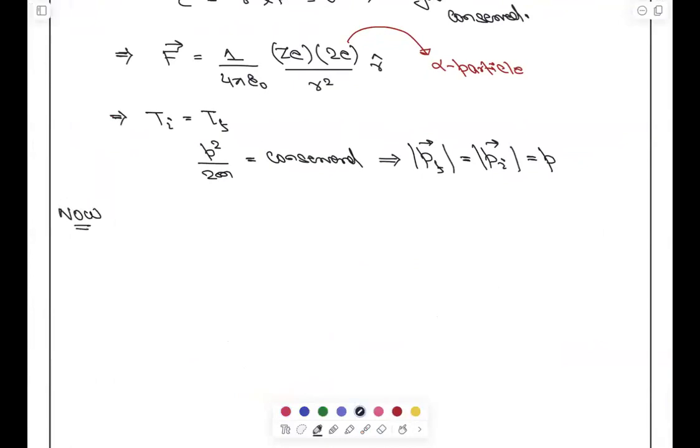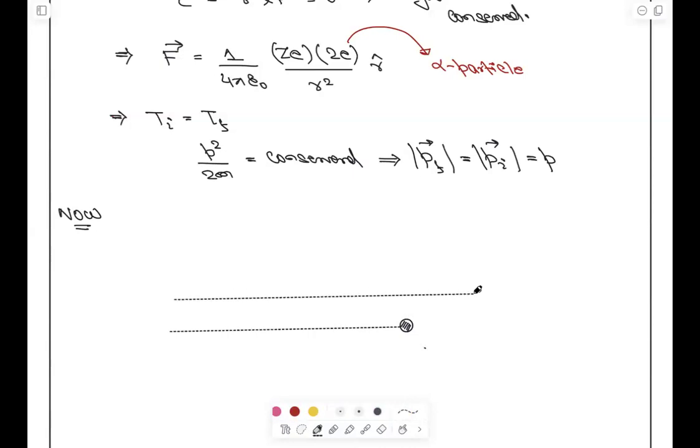Now this is my target particle. Again I will be making it as a point particle only, and from here, let us assume this is my small projectile, right? It will move from here, and this is given as B.